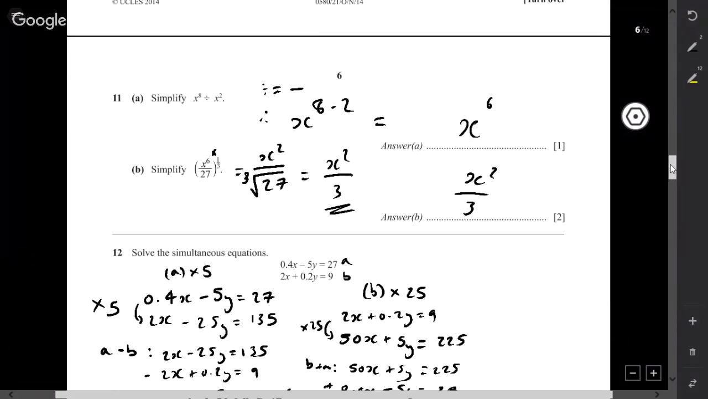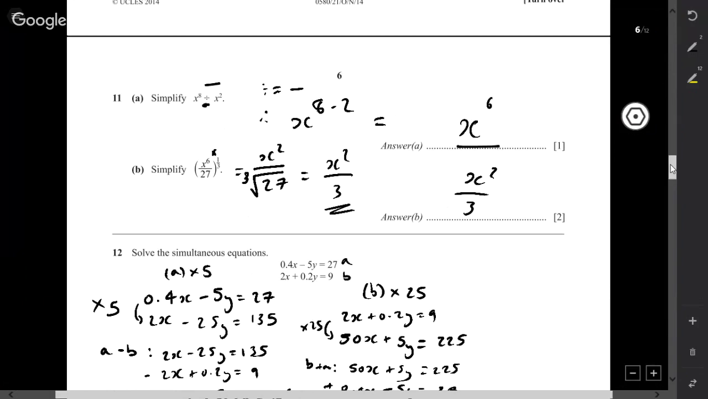All right, 11a. Same with the indices. When we have a divide, the indices are minus. So this is simply x to the power of 8 minus the power of 2, which is x to the power of 6. This is slightly more complex here.